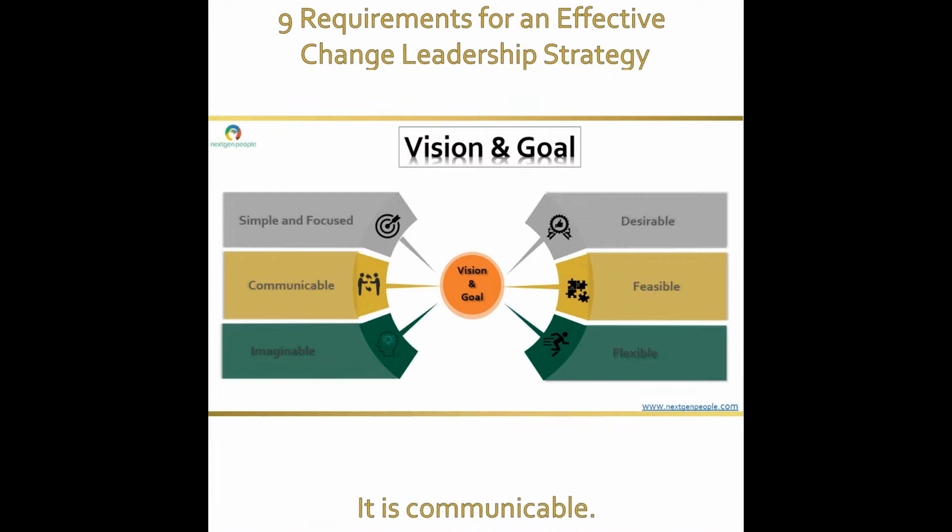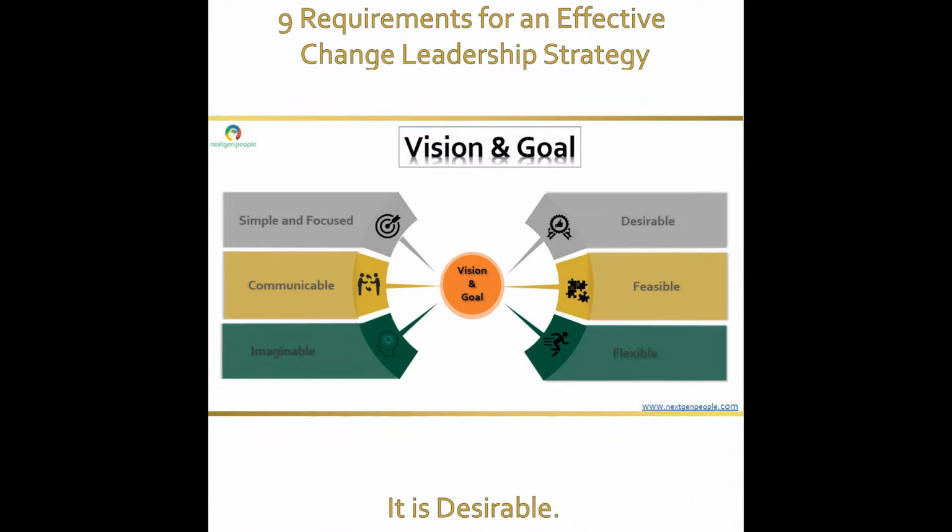It is communicable. So that means it's clearly able to be communicated to others in a way that they easily understand. It is imaginable. It's a believable idea is what that means. If you cannot get others to believe in that idea, then how are you going to get them to participate in it, to support and contribute to it? It takes more than one person to make an organizational transformation happen.